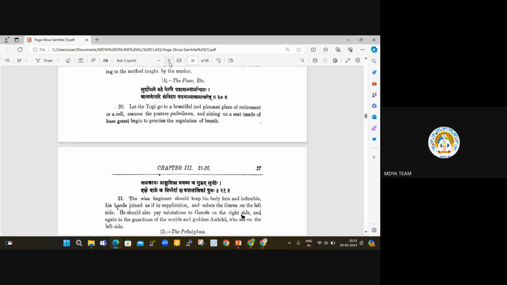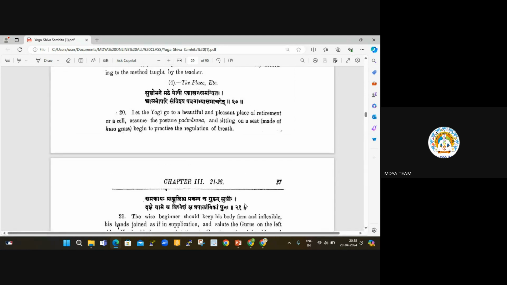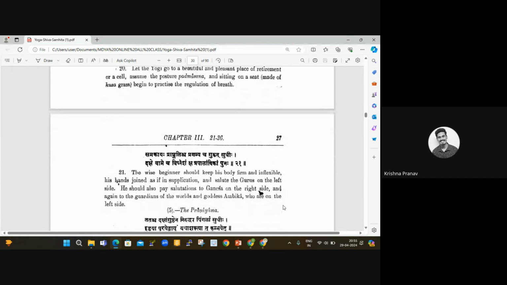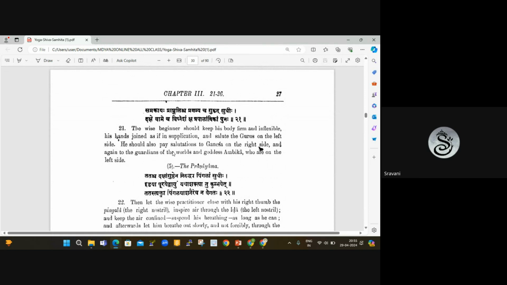Yes, what is written, can anyone read it out? Shravani, your net is good. Can you read it, please? Yes, Rabaniji, can you read it out?